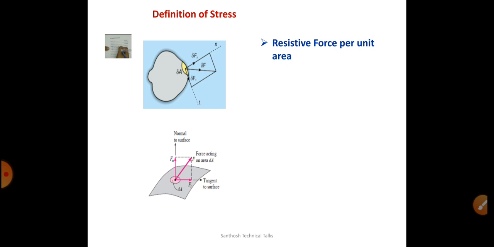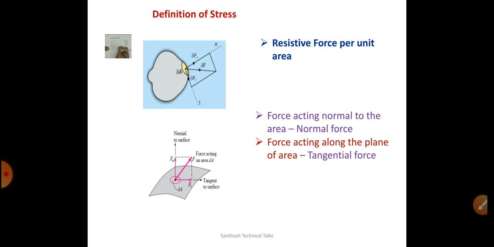Generally, in mechanical engineering, stress is an important phenomenon in every design aspect, whether it is a solid design or a fluid design. It is very, very important. Stress is nothing but the resistive force per unit area. And we have two different types of forces that can act on a body. One is the normal force, which is the force acting normal to the area. The other is the force acting along the plane of the area, which is called the tangential force.